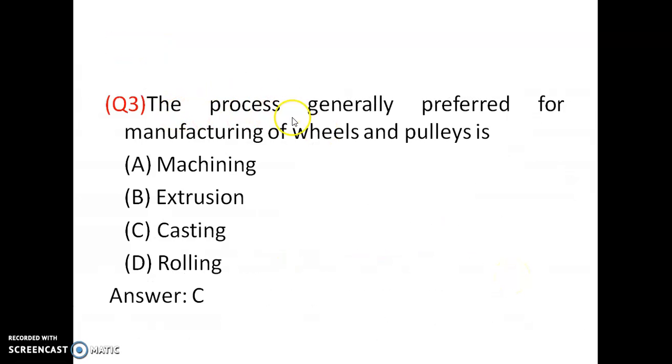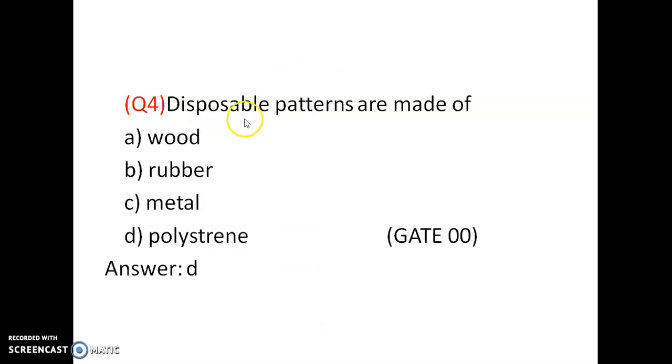Next question. The process generally preferred for manufacturing of wheels and pulleys is casting. The large wheels, large pulleys, flywheels, everything are made by using the casting process. So the option is C. Disposable patterns are made of wood, rubber, metal, or polystyrene. Disposable patterns are made up of polystyrene, so they are not used again.